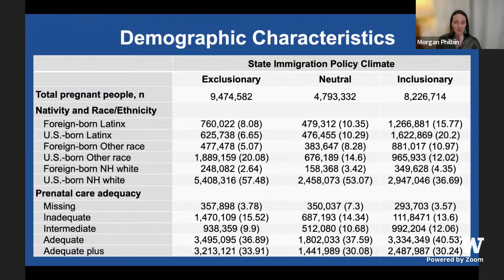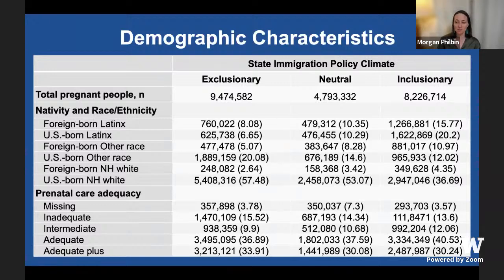So I know there are a lot of numbers going on, but what I want to just highlight here is that the state immigration policy climate was assigned to pregnant individuals, like I mentioned, 6 months prior to conception. And so these descriptive statistics summarize the data for all births from 2014 to 2019. And in this table, we classified states based on the tertiles of the annual score. So this means that states with a score of -3 or less were exclusionary, -3 to 2 were neutral, and then greater than 2 was inclusionary.